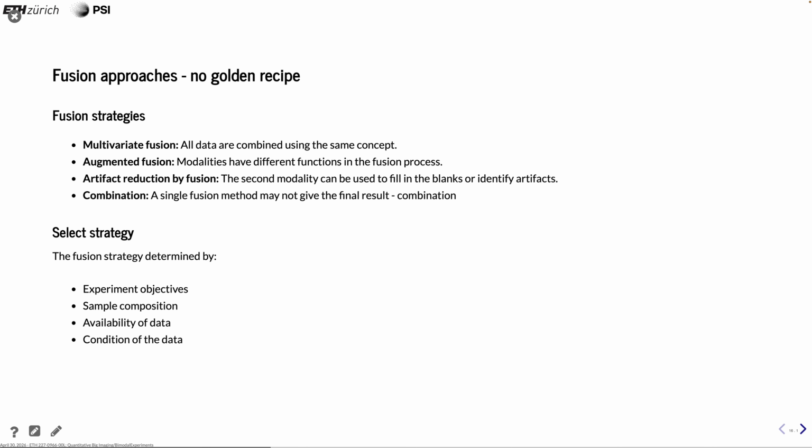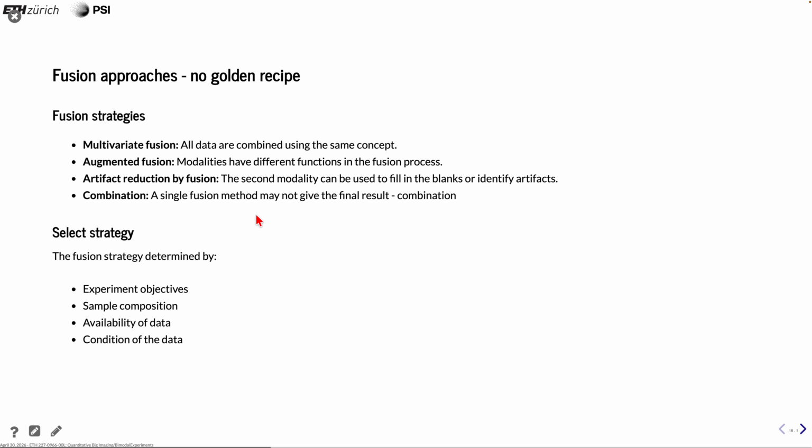And of course, as usual, combining everything is certainly also a way to go. It may be that you do a little bit of the multivariate and add on the augmented fusion. So the combination is certainly a good idea to consider also.